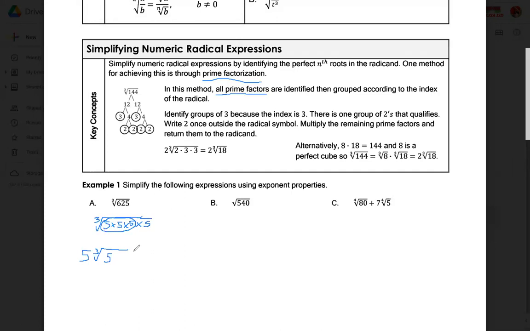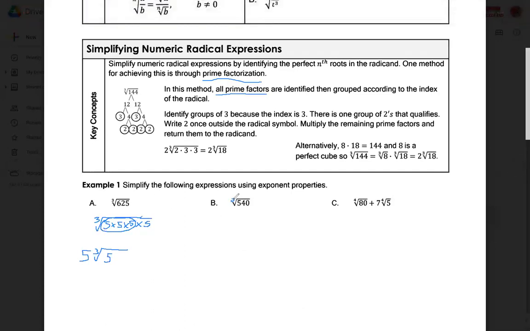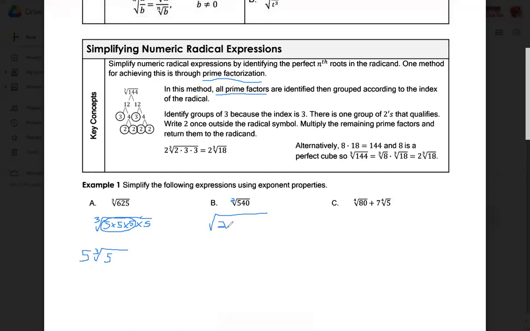All right, so 540. Okay, again, since there's a missing index here, it's a square root, so you're looking for groupings of 2 of the same number. So when I write this out, it would be 2 times 2, and then times, it looks like, 3 3s and a 5.